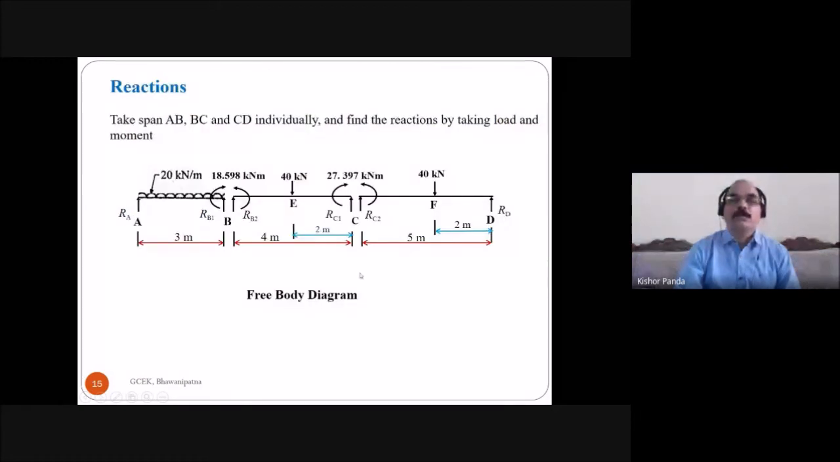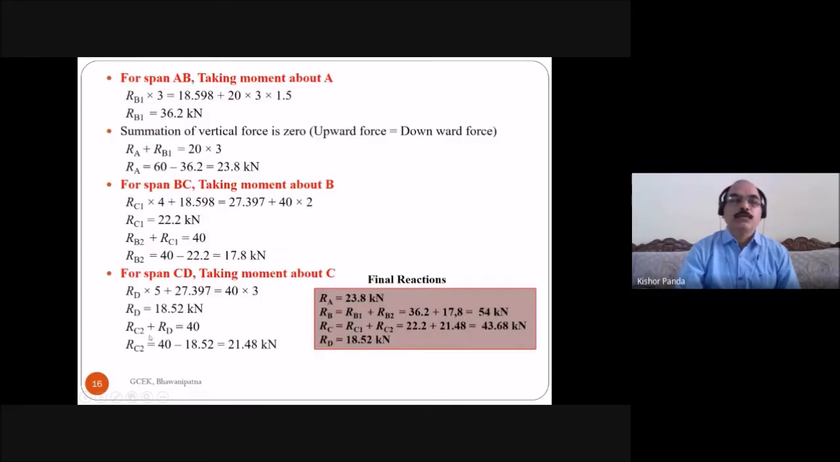Then you take the summation of vertical force equal to 0. That is, the upward force is equal to the downward force. So what is the upward force? RC2 plus RD is equal to the downward force 40. RC2 plus RD is equal to 40. Then you will get RC2 is equal to 40 minus 18.52, which is equal to 21.48 kilonewton. Now you have got all the reactions of the different spans.